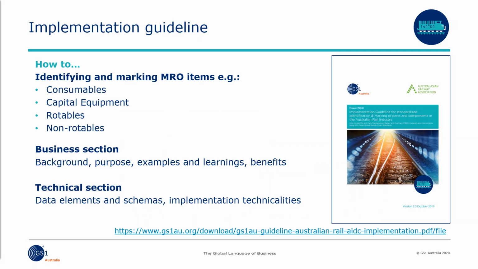The Rail Implementation Guideline details why and how you should go about adopting industry-agreed standards for identifying and marking MRO items, such as consumables, capital equipment, rotables, and non-rotables. Review of this document is a prerequisite for any iTrace implementation.